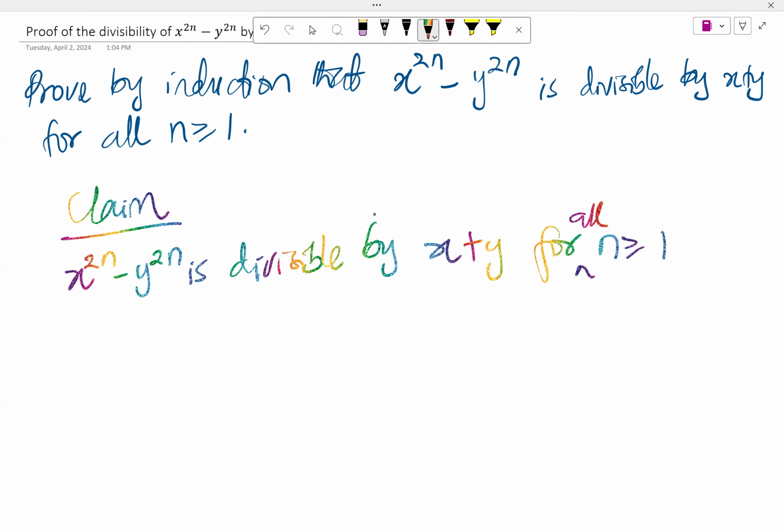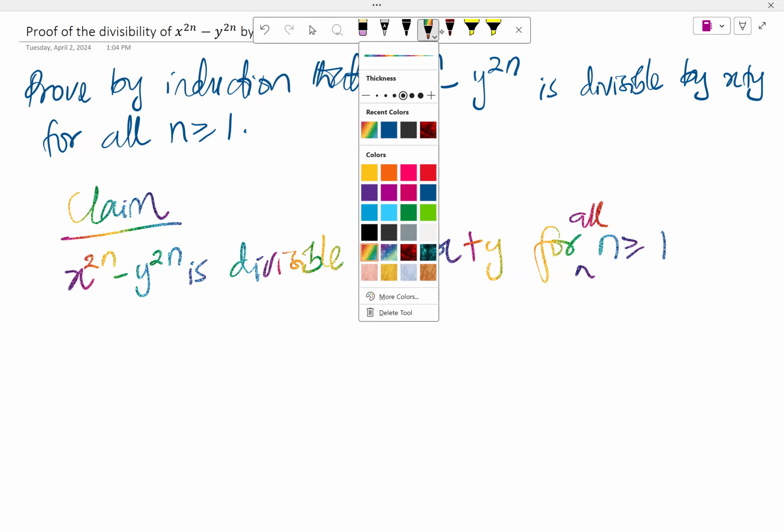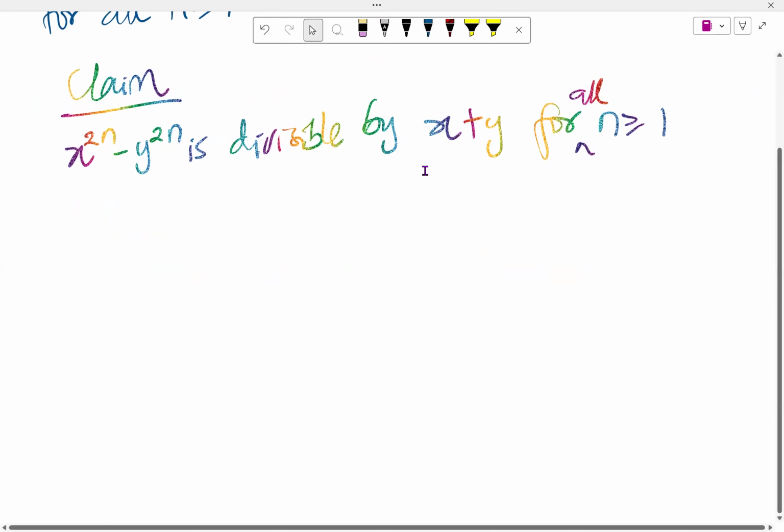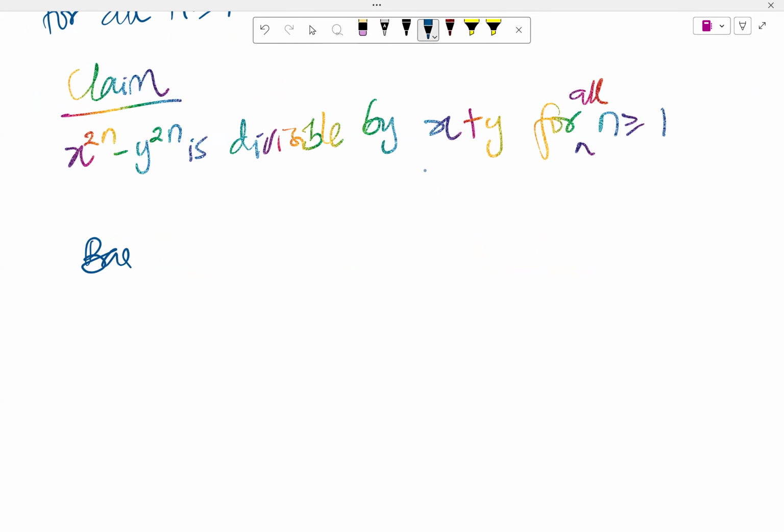Let me alternate between blue and this. So the first thing we want to do is the base step. Let's do the base step. For the base step, we can take n equals 1. At n equals 1, what do we have?